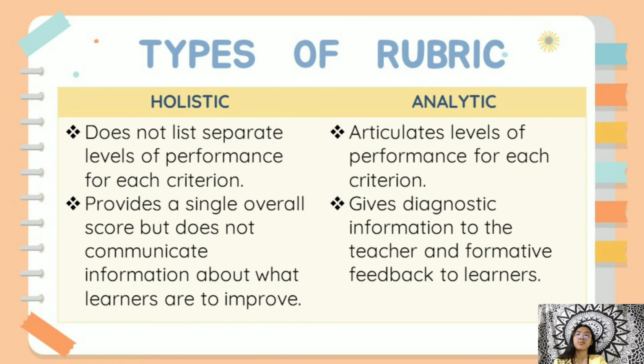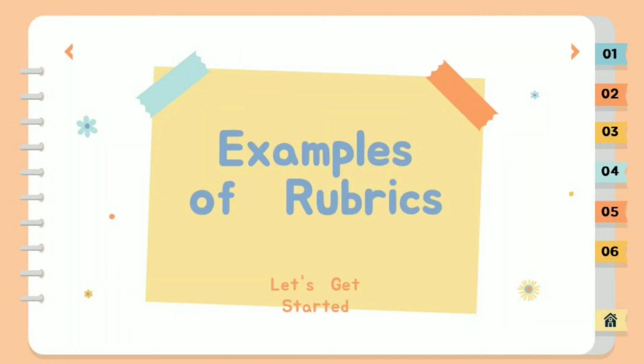In the holistic rubric, it does not list separate levels of performance for each criterion, and it provides a single overall score but does not communicate information about what learners are to improve. In the analytic rubric, it articulates levels of performance for each criterion and gives diagnostic information to the teacher and formative feedback to the learners. Now let's look at examples.